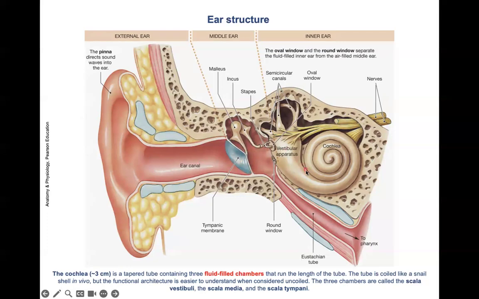Finally, we have the inner ear. This is where we have the so-called cochlea. The cochlea is filled with fluid. Here I have a short summary. The cochlea is about 3 centimeters long, is a tapered tube containing 3 fluid-filled chambers that run the length of the tube.